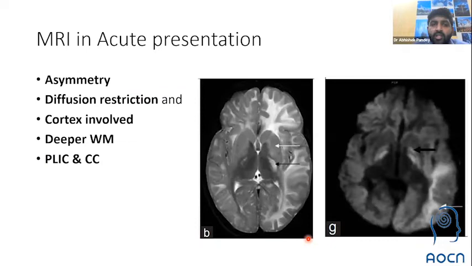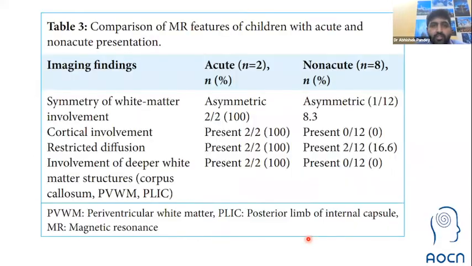When L2HGA presents in the acute stage, classically we saw it is symmetrical. In the acute stage, there can be an asymmetry. There can be diffusion restriction. The cortex may be involved. Deeper white matter may be involved. The splenium and corpus callosum may be involved in acute presentations.